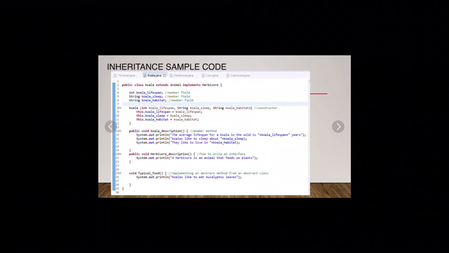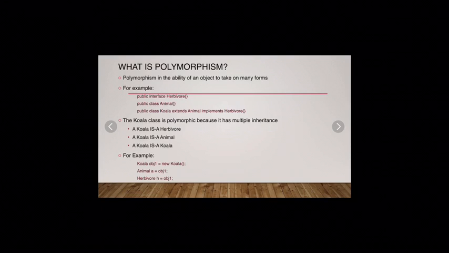And moving on, I also want to talk about polymorphism. And polymorphism is also a very important concept in Java, and it's a very simple concept. Poly means many, morphism means form. And polymorphism is the ability of an object to take on many forms. And here I have this sample code to explain a little bit this whole concept. And based on this, you can tell that the koala class is polymorphic, because it has multiple inheritance.